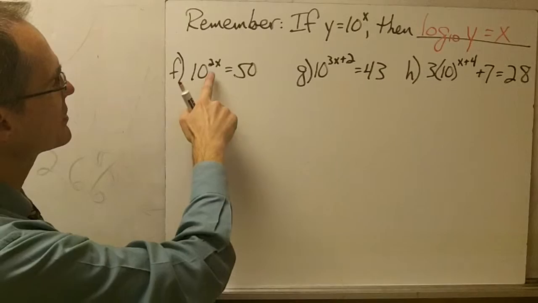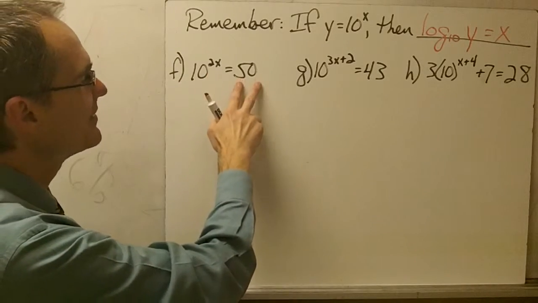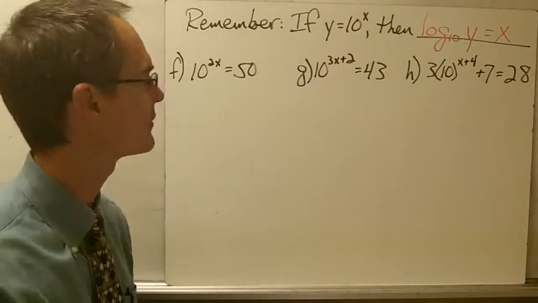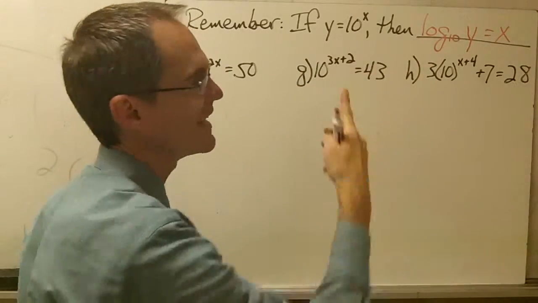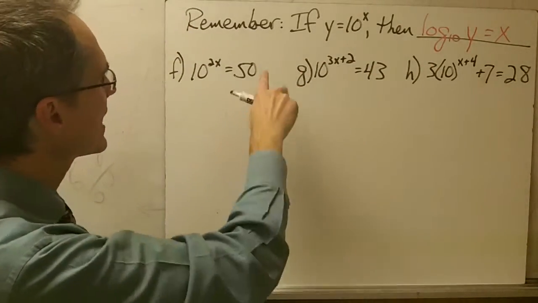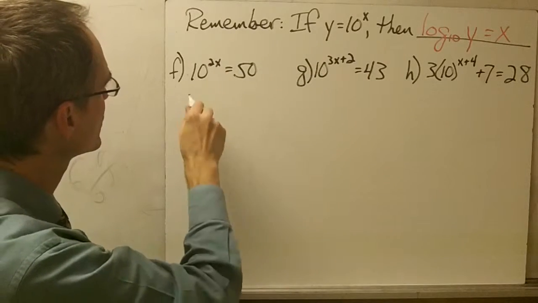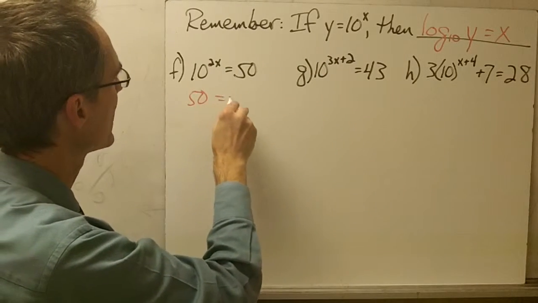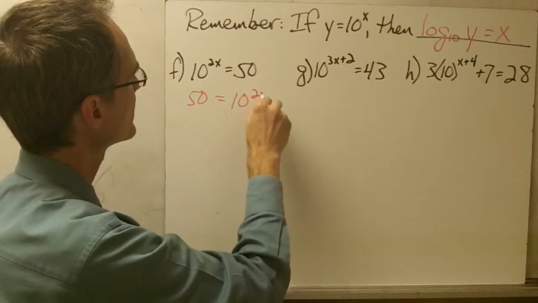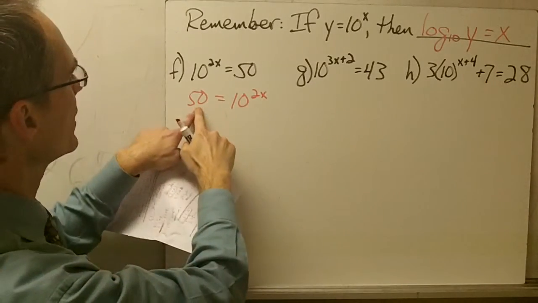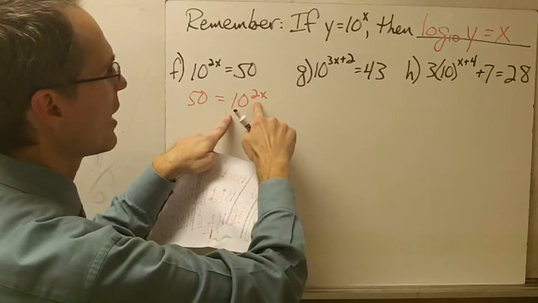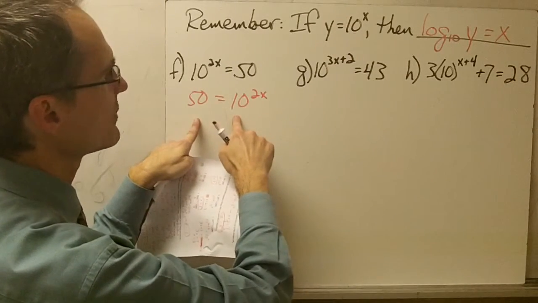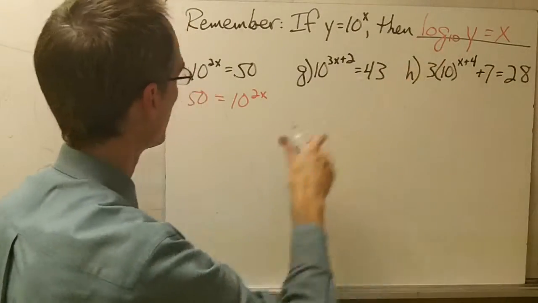So here I have 10 to the power of 2x equals 50. 50 I cannot express as a power of 10, so I want to rewrite this using this definition of logarithms. And actually, before I do that, let me turn this around. I'm going to put 50 on this side and 10 to the 2x on this side. So I have a number here which is equal to 10 to a power. Well, that means I can rewrite this expression in this form.